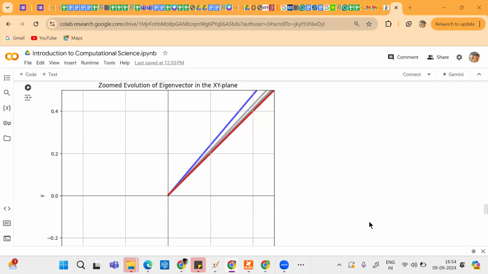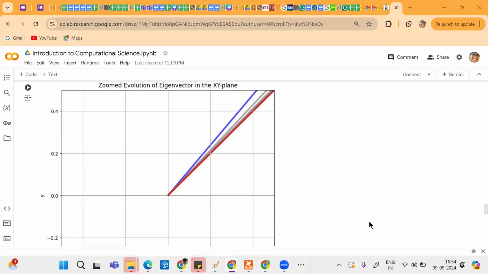You can see V naught is in blue color in this plot. V1, which you see, is in gray color. V1 is A V naught. V2 is A V1, that is another slightly new gray. And you see, when you do this V3, V4, V5, subsequent iterates, creating a new vector, you see that it is converging to a red vector, isn't it?